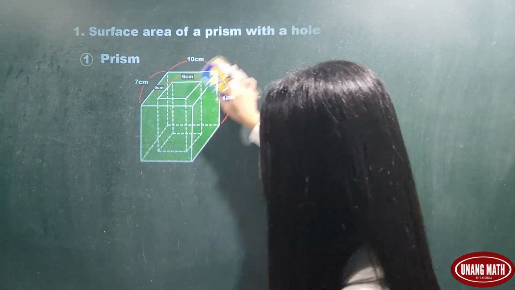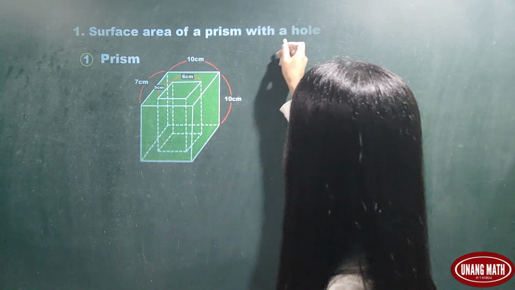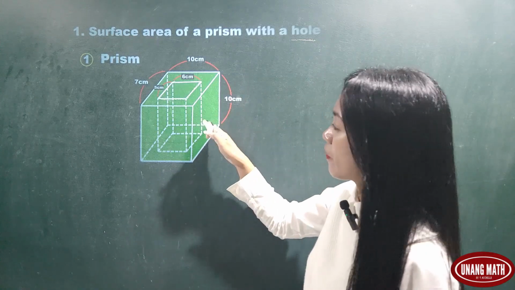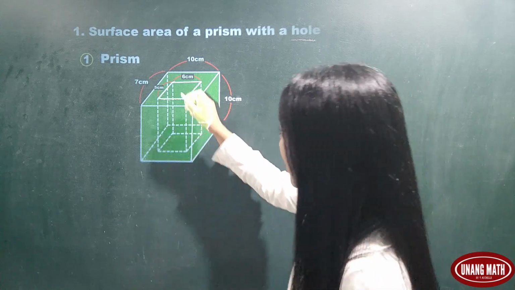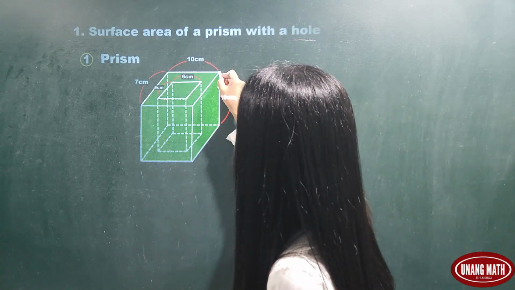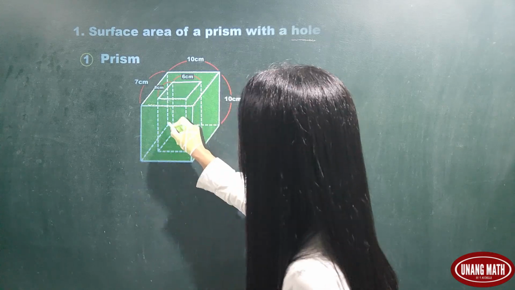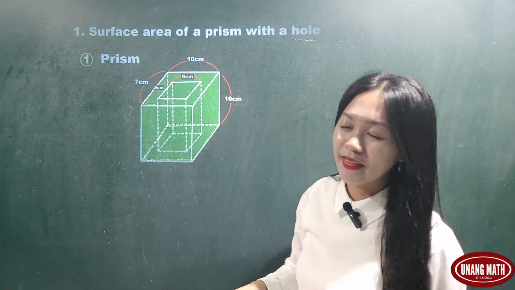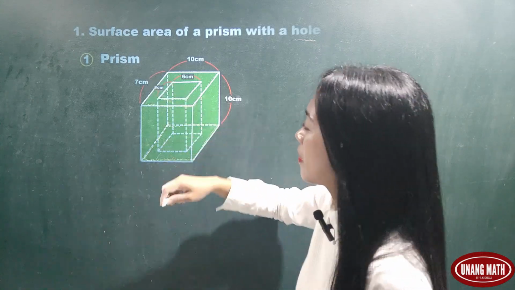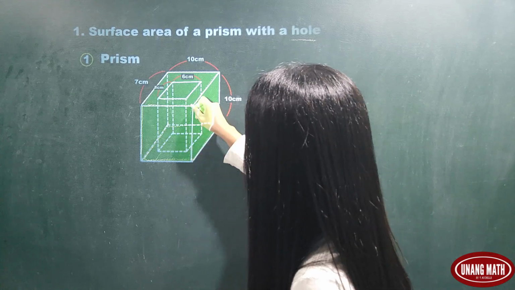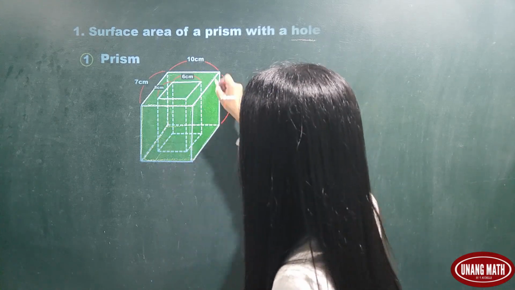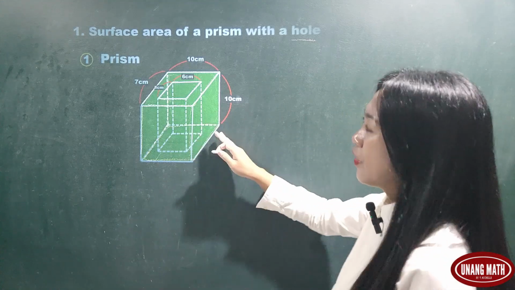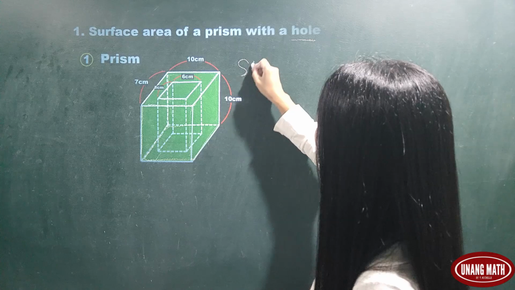Let's find the surface area of this prism with a hole. This is the hole of this prism. And even if this prism has a hole, this is still a prism, because when you look at this figure and this figure, these are parallel and congruent. So these are the bases of this prism, and the lateral faces are rectangles.